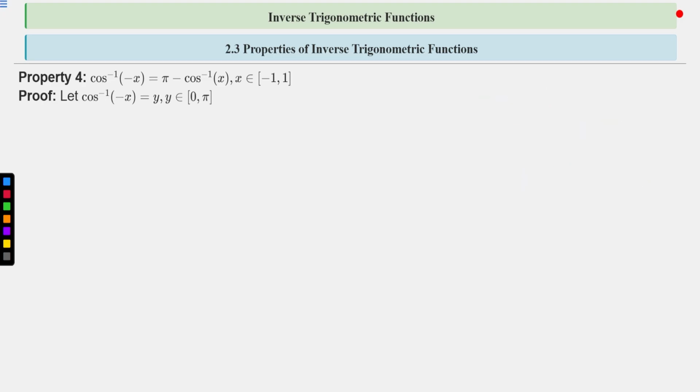Next, let us prove this. Let cos inverse minus x is equal to y. So y belongs to 0 to pi. By definition, we can say that minus of x will be equal to cos y.